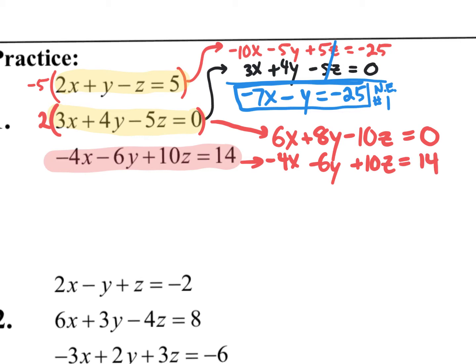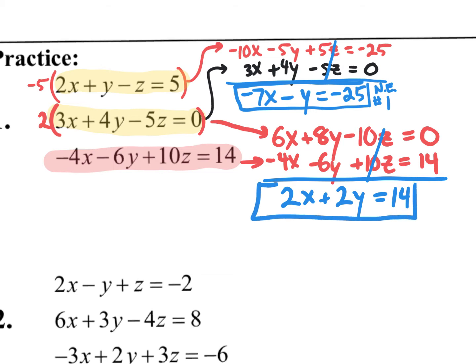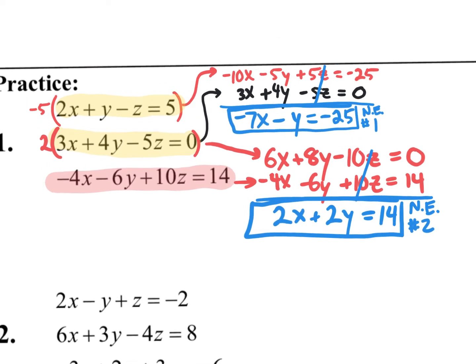And now we could combine the lines, and 6 take away 4, that's 2 of those x's. 8y take away 6y, that's positive 2 of those y's. The z's canceled, and 0 plus 14 is 14. Please box this in, and we're going to label this new equation number 2. And that is step 2 of the steps above.